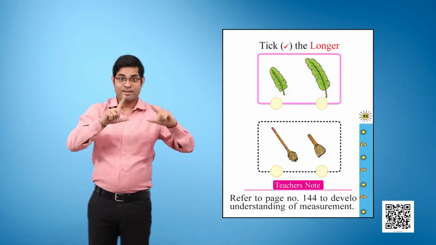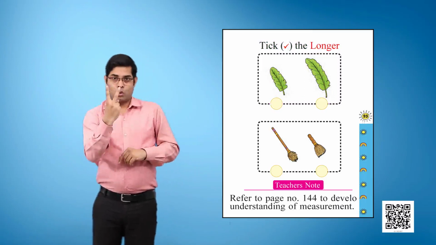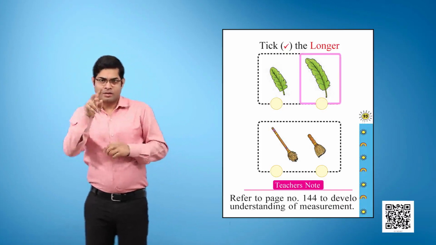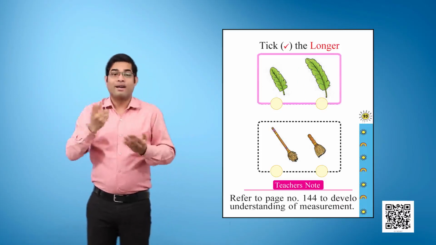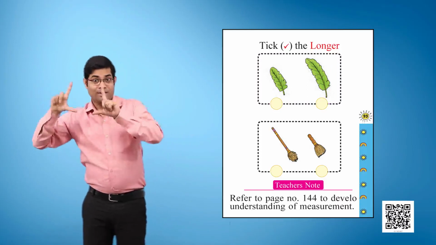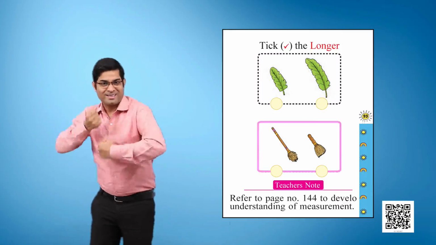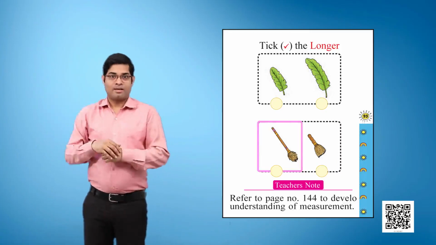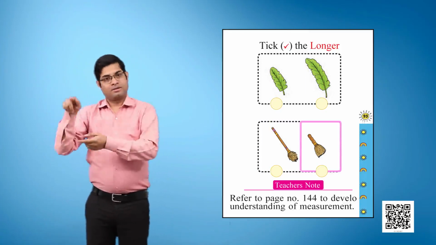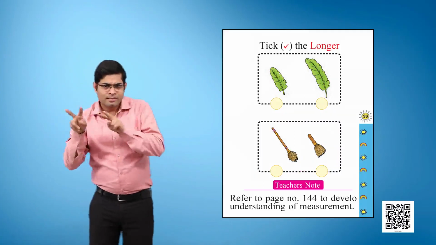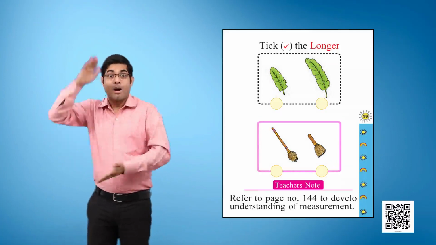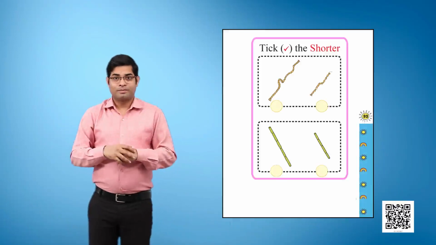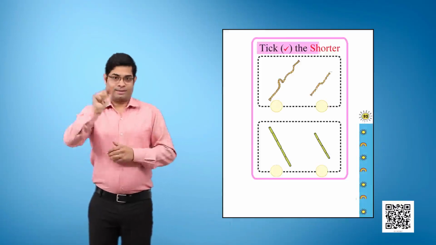Part 2, Picture 1 shows 2 leaves. Leaf 1 is small. Leaf 2 is long. You have to identify the longer leaf. Picture 2 shows 2 brooms. Broom 1 has longer handle. Broom 2 has smaller handle. You have to identify the longer broom. Question 2. Identify the shorter.